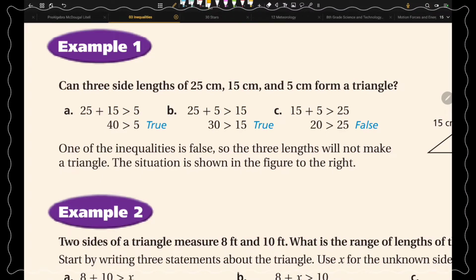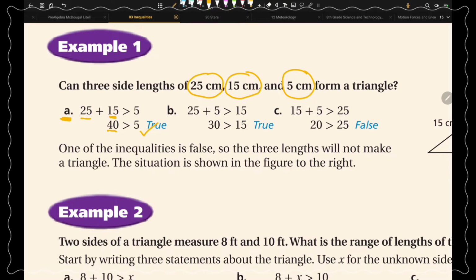So this is what they're doing here. We have our three sides, 25, 15, and 5. And we're going to check scenario A. We're going to add the first two sides and see if that's greater than the third side. So the first two sides are 25 and 15. Is that greater than 5? 25 plus 15 is 40. And then 40 is bigger than 5, so this is true.